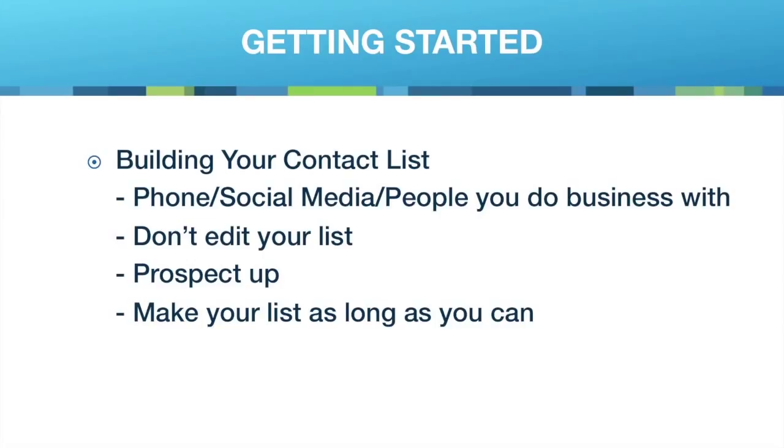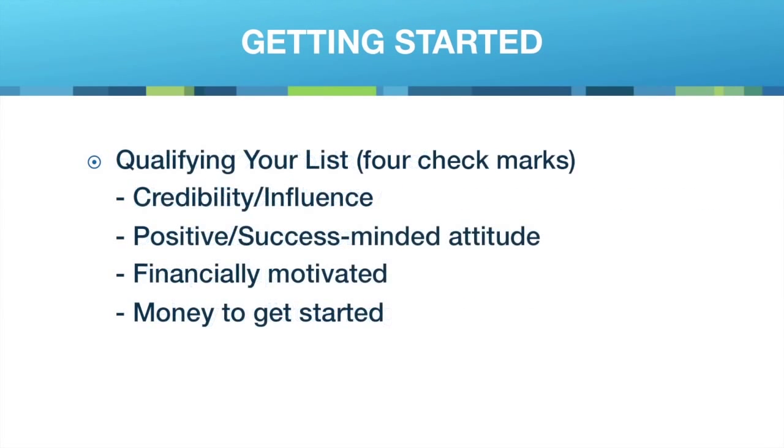Once you have your list built, then you want to qualify your list. Here's what I mean by that. Go through your list, and we're going to put check marks next to their names. If they have credibility and influence, put a check mark next to their name. If they're positive or success-minded, put a check mark next to their name. And let me give you a little tidbit here. Don't chase after negative people. It's a waste of time. Negative people attract negativity, and if you chase after them and get them on your team, you're going to regret it. So look for those success-minded and positive people.